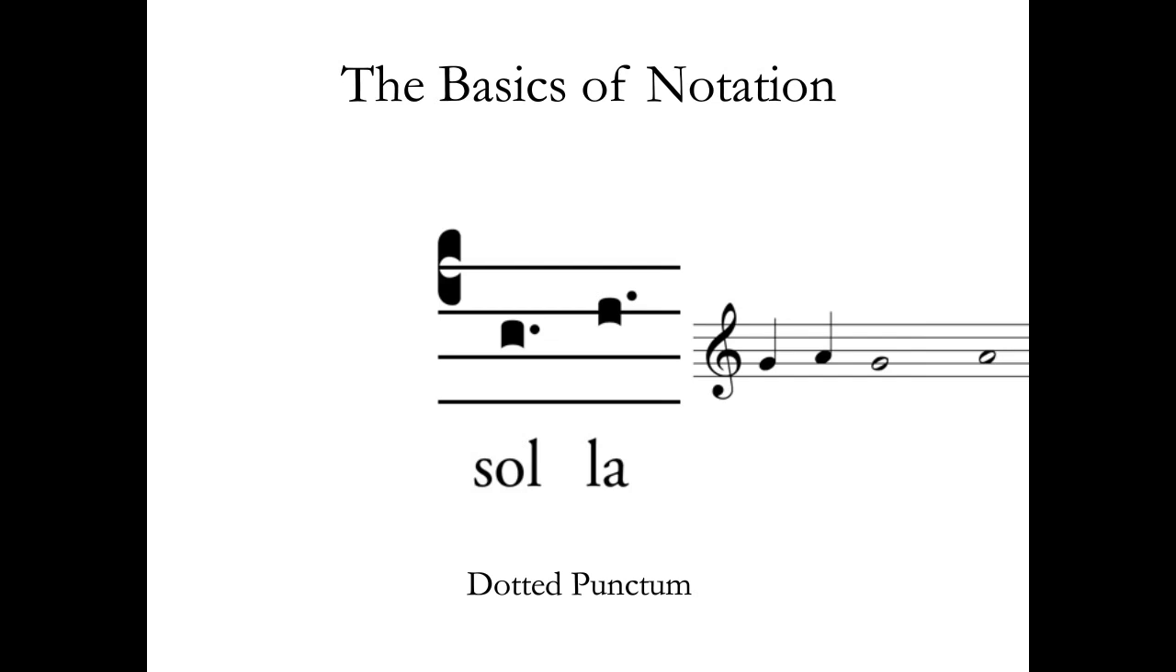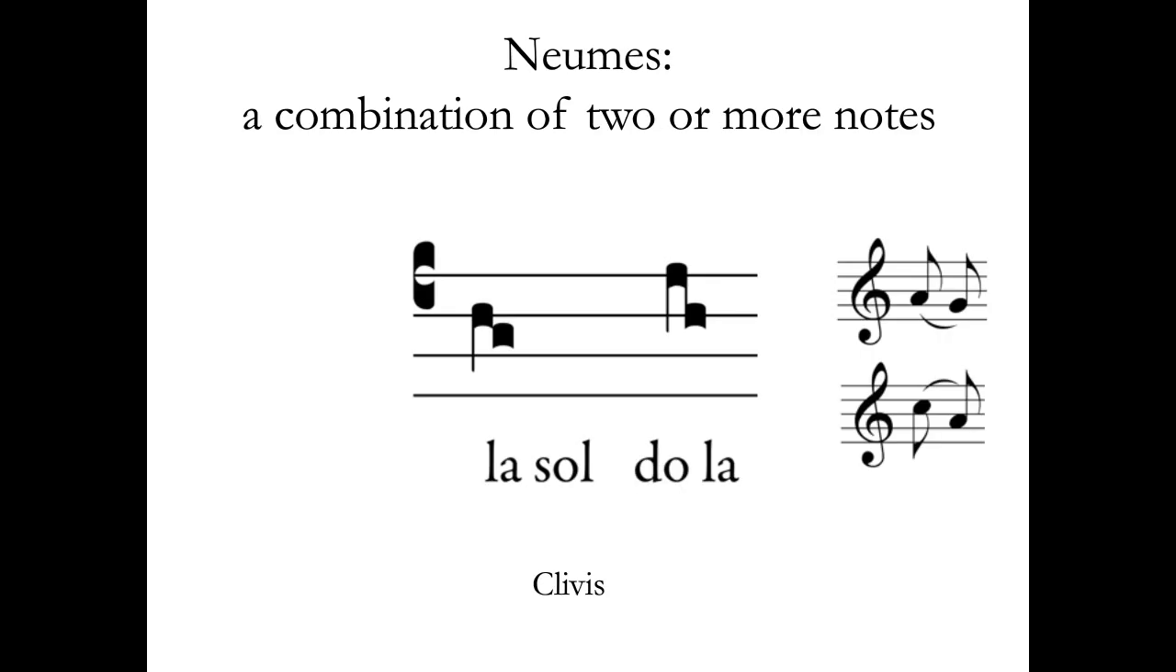Here's the next bit of notation, and these are what are called neumes. So a neume is any combination of two or more notes. Before, with a punctum, we had just a single note. This first neume is called a clivis. And here, you read just left to right, so it would be la, sol, la, la.